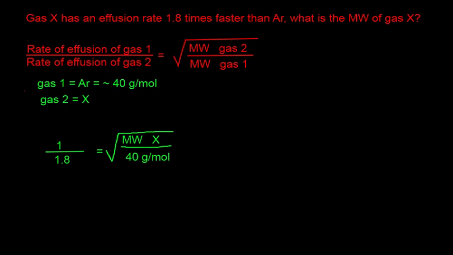I'm going to change my color. This is hard. I'll be yellow. Okay, so first thing I'm going to do is square everything, get rid of this square root sign, and that is going to give us 0.3086 equals X over 40 grams per mole.